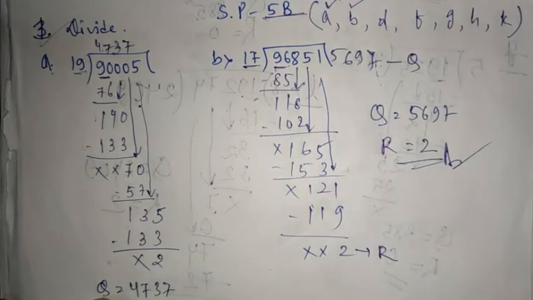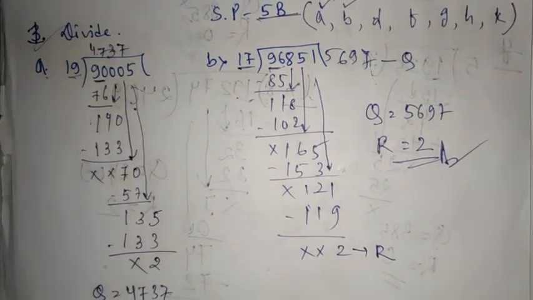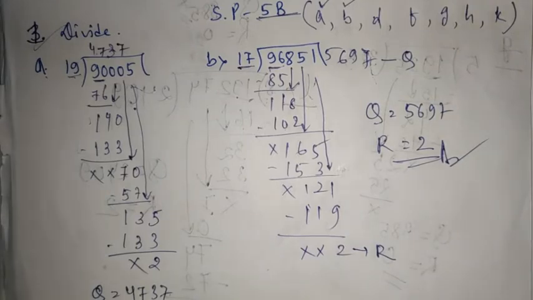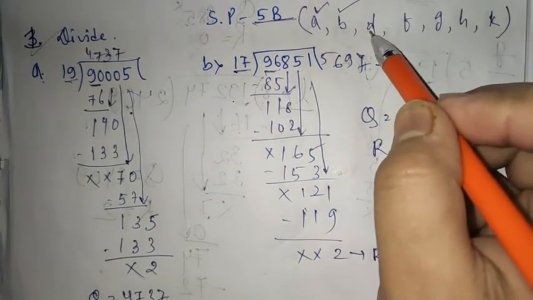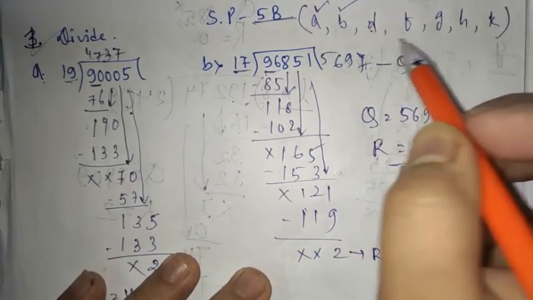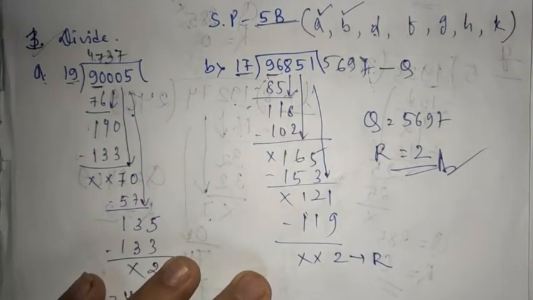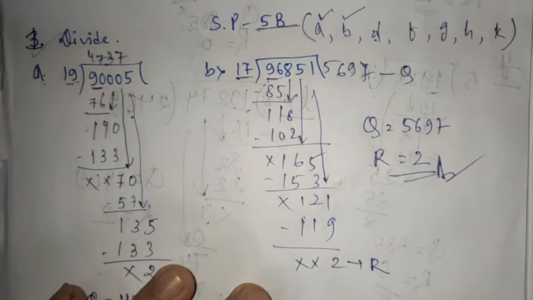Alright, I hope you have understood this. So student, this much for today. Alright, so in the next class we will proceed from number D. We will solve D, F, G, H, K from question number 1 of self practice 5B. Alright, so you need to practice a lot.